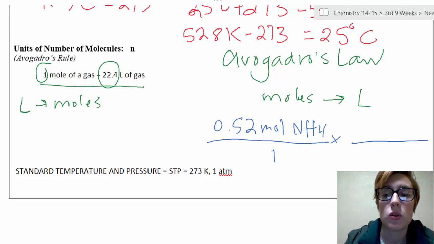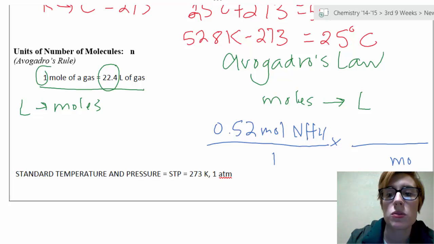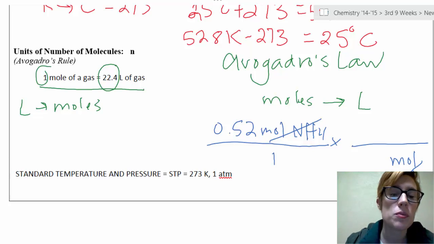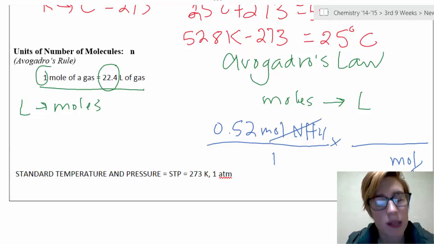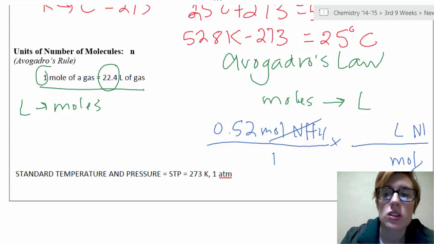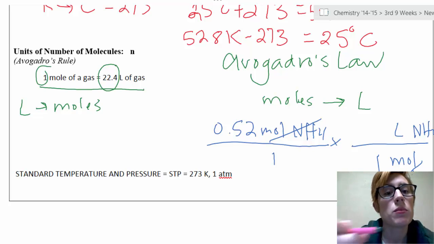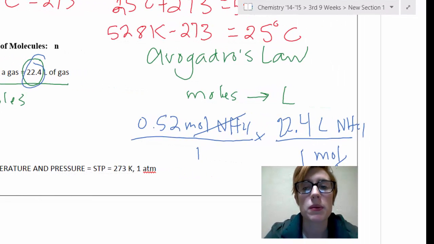I would put moles of my given on the bottom, because remember, you always want to cancel out of that, so we're going to put that on the bottom. So that's canceled. And then what do we put on the top? Remember how I always said you want what you're looking for on the top. So liters of ammonia needs to go on top. And so what number do we always put next to mole? It's always 1. What number do we always put next to liters? It's 22.4. So in order to go from moles to liters, I'm going to be multiplying by 22.4 to get my liters.